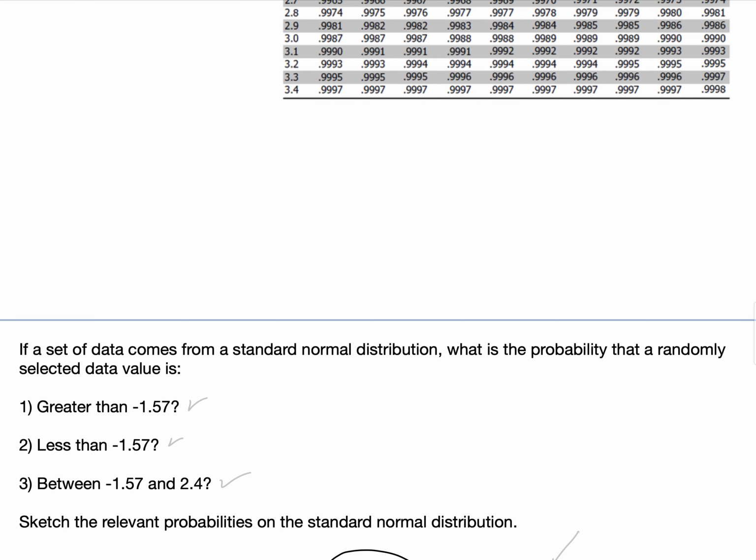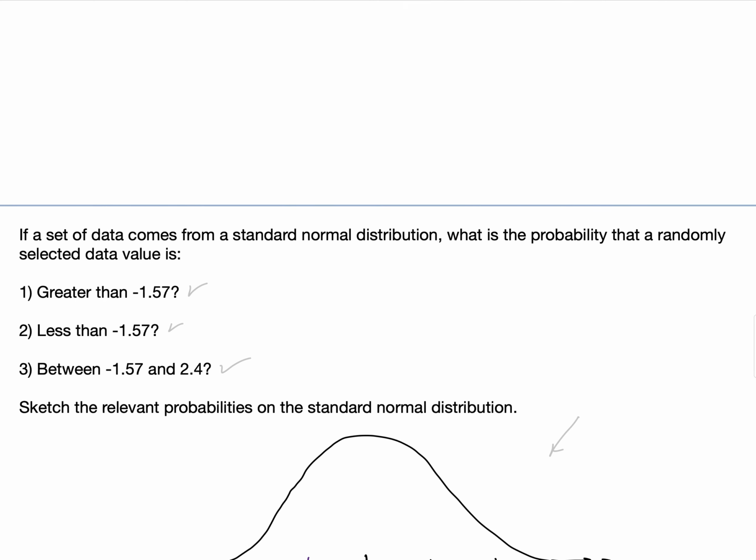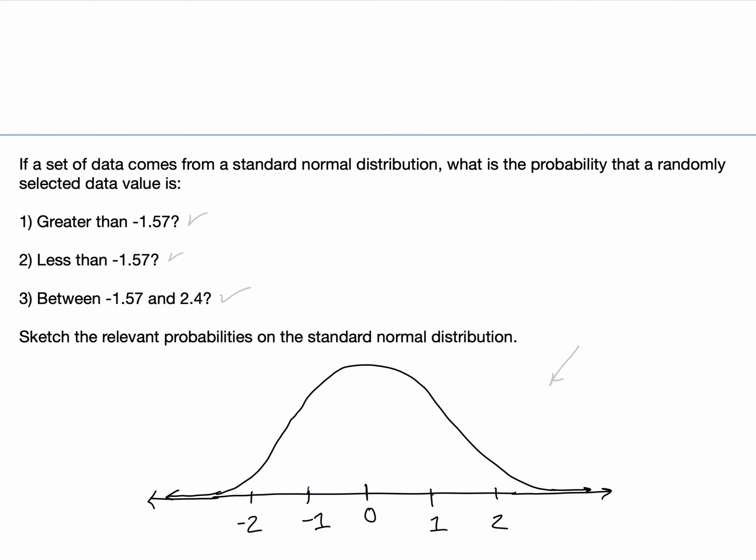If we know that a set of data comes from a standard normal distribution, what is the probability that a randomly selected data value is greater than negative 1.57, less than negative 1.57, and between negative 1.57 and 2.4? And for each of these, just grab a piece of paper and sketch the standard normal distribution like this, and then shade in the probabilities that you're interested in for each of these parts.